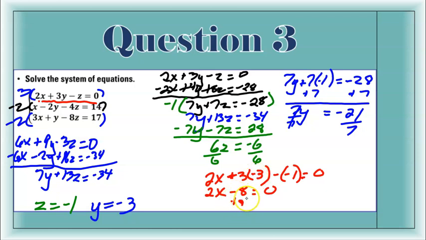Add 8 to both sides. And now I have 8 is equal to 2x. Divide by 2. X is going to equal a positive 4. Now you could have used your graphing calculator and used matrices to solve that, but this is how you would solve it using elimination.